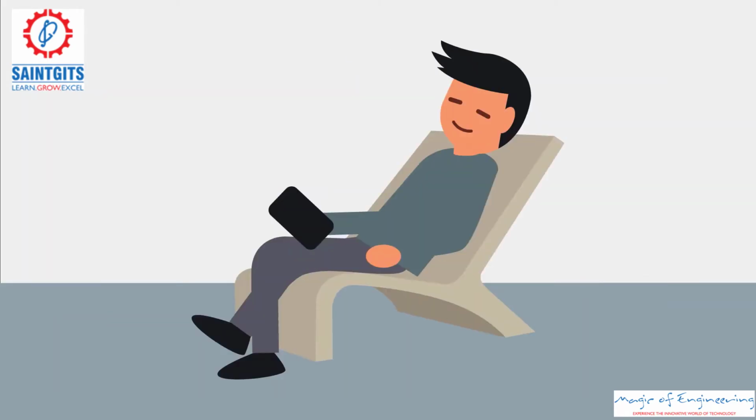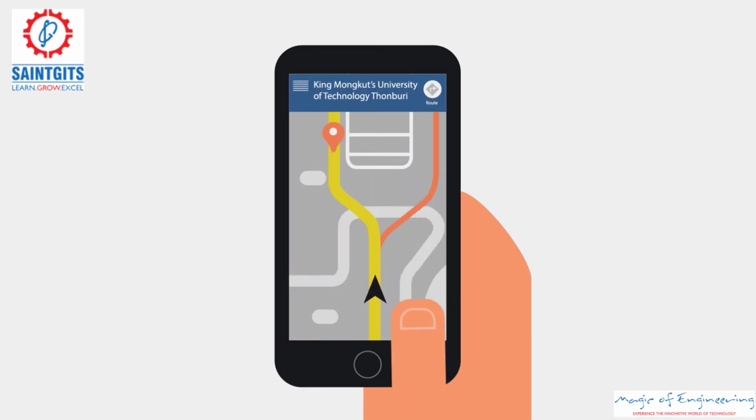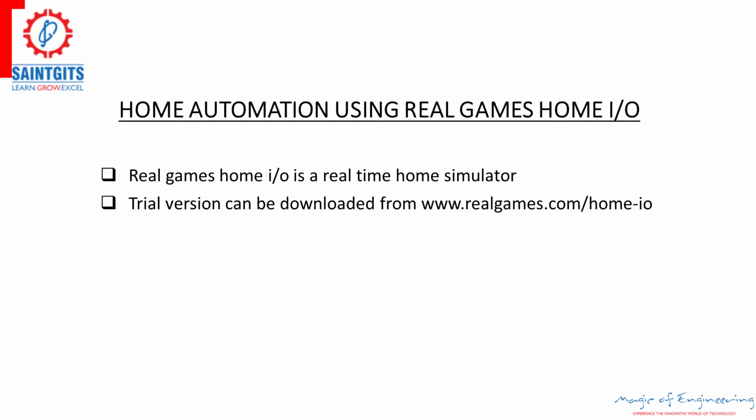Another example is mobile phones, which have been an organ in our body and is there with us wherever we go. So when we have meetings, it will estimate the travel time and even give us the best direction. Through this magic of engineering program, we are planning to give a taste of what home automation really is. Here, we are using RealGames Home IO software. The software can be downloaded freely from the RealGames website and a trial version can be activated for 30 days. Okay, come on, let us see what the software can do.